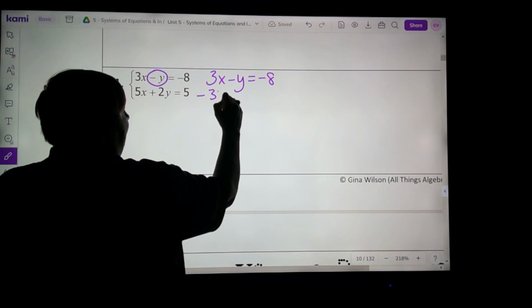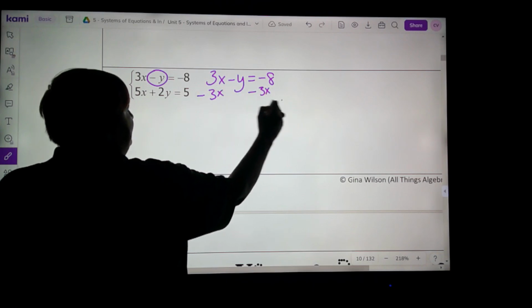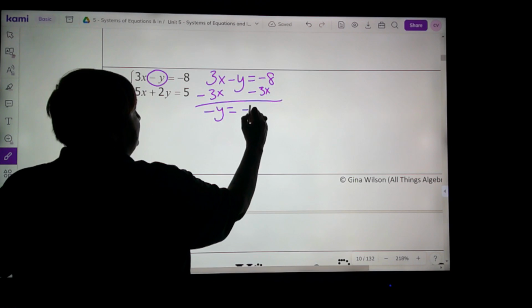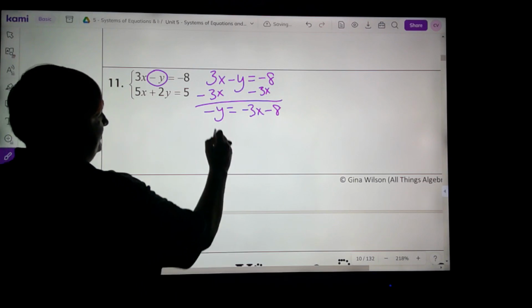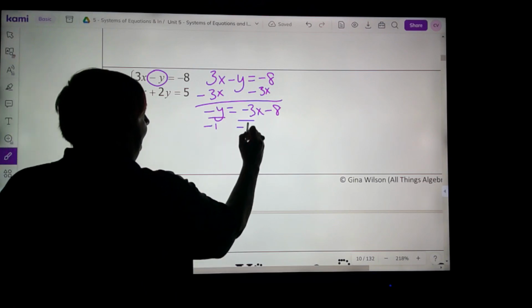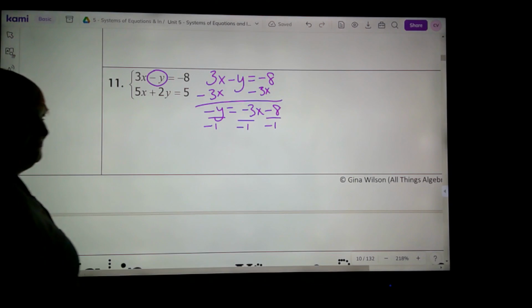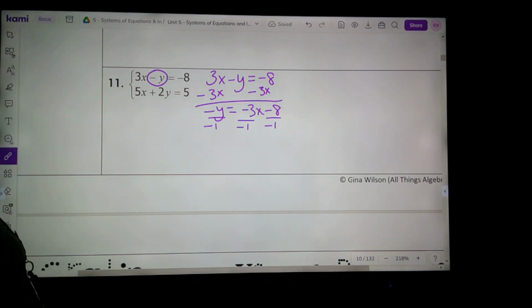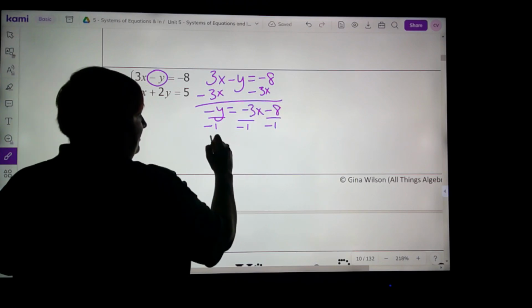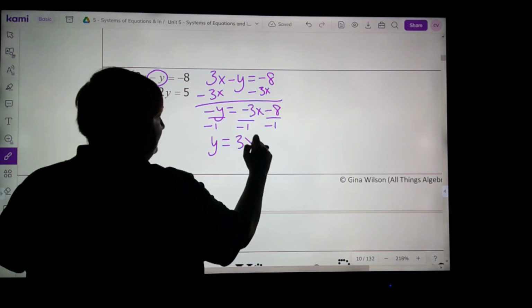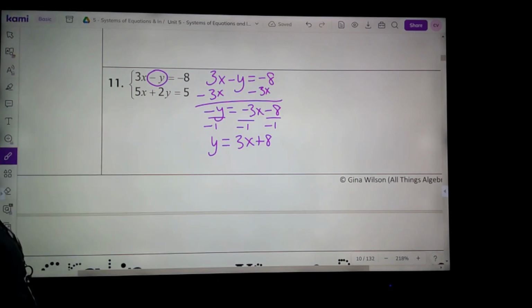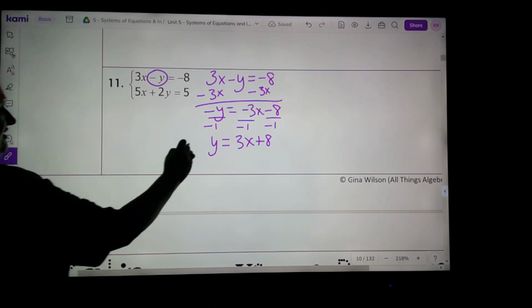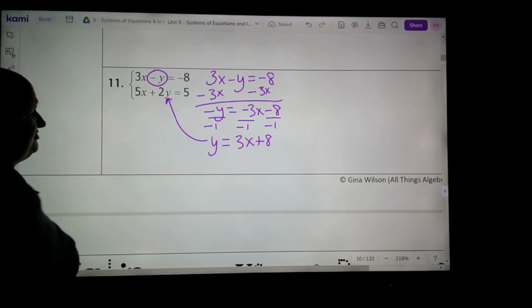Subtract 3x from both sides. Negative y equals negative 3x minus 8. This was definitely going to be easier. Get rid of that negative. To get rid of the negative, you're dividing by -1, which means you're changing all the signs. So it's going to be y equals 3x plus 8. Basically, we just changed all the signs. And that's definitely easier in my opinion. Now that we know what y is, we can substitute it in.